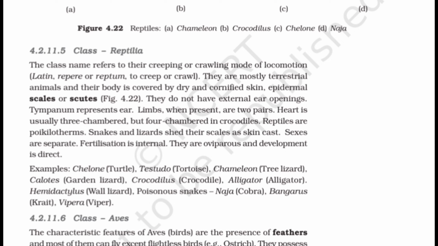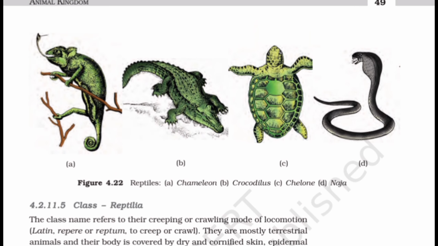Heart is usually three-chambered but four-chambered in crocodiles. Reptiles are poikilotherms. Snakes and lizards shed their scales as skin cast. Sexes are separate. Fertilization is internal. They are oviparous and development is direct. Examples: Chelone turtle, Testudo tortoise, Chameleon tree lizard, Calotes garden lizard, Crocodilus crocodile, alligator, Hemidactylus wall lizard. Poisonous snakes are Naja cobra, Bungarus krait, and Vipera viper.